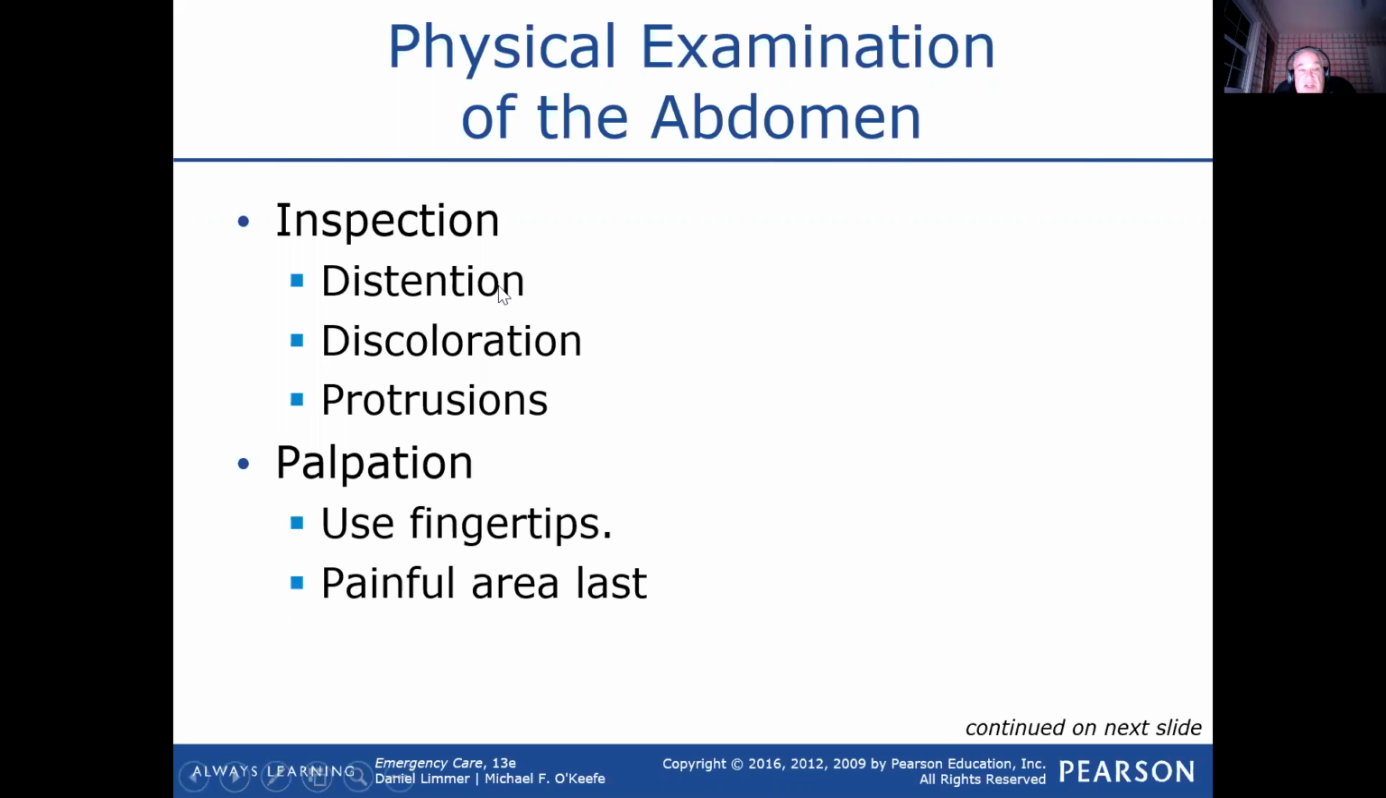When we're doing our physical exam, we're going to inspect, which means we're going to look. Distension means swelling. Do we see any swelling on the abdomen? Any bruise or discoloration on the skin? Protrusions like the hernia, something coming through the body. Okay. Palpation, we're going to feel the belly and see if we have any pain.